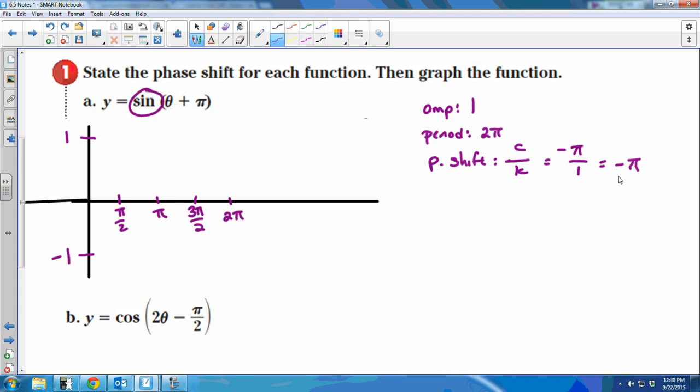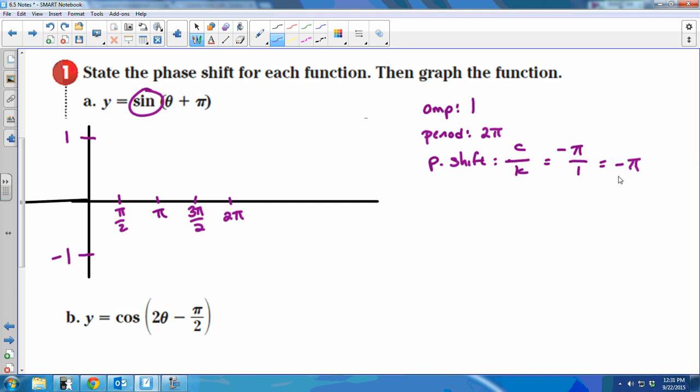This is a sine curve. You can do this 2 ways. You can graph the original without the phase shift first and then shift it all over, or you can shift it from the beginning. I'm just going to shift it from the beginning.